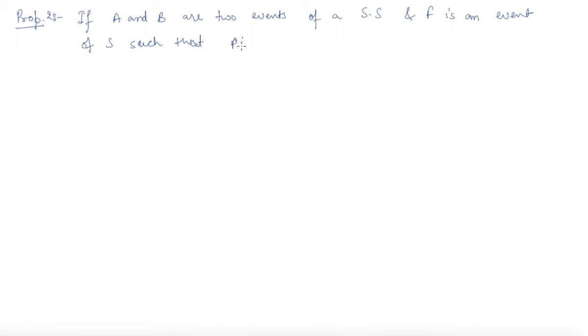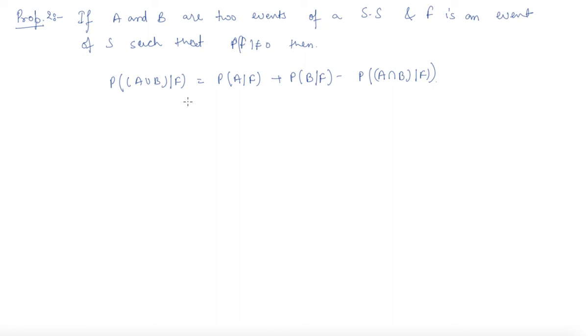Now we'll discuss property number 2, which states that if A and B are two events of a sample space S, and F is an event of S such that probability of F is not equal to 0, then we can say that the probability of A union B given F will be probability of A given F plus probability of B given F minus probability of A intersection B given F. So this is property number 2.